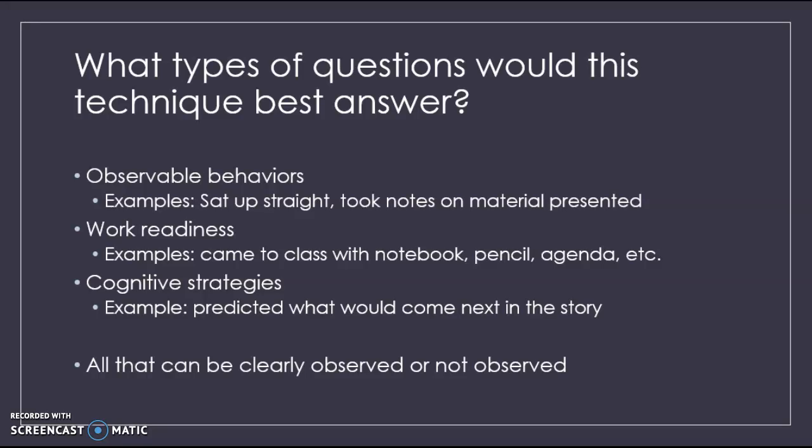Cognitive strategies is what might be a little bit trickier in making sure it's a definite yes or no. So I wrote, predicted what would come next in the story. Maybe the student had to physically make a prediction and tell you that prediction out loud. Did they do that? Did they not do that? It all needs to be clearly observed or not observed.